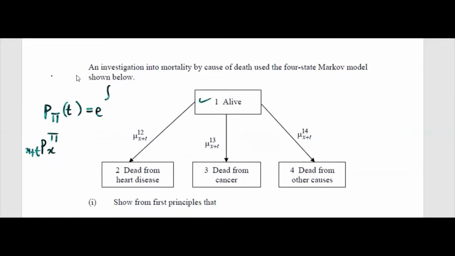So if I write this one here, minus dt we write, and here you get mu 1 2 plus mu 1 3 plus mu 1 4, all we get.